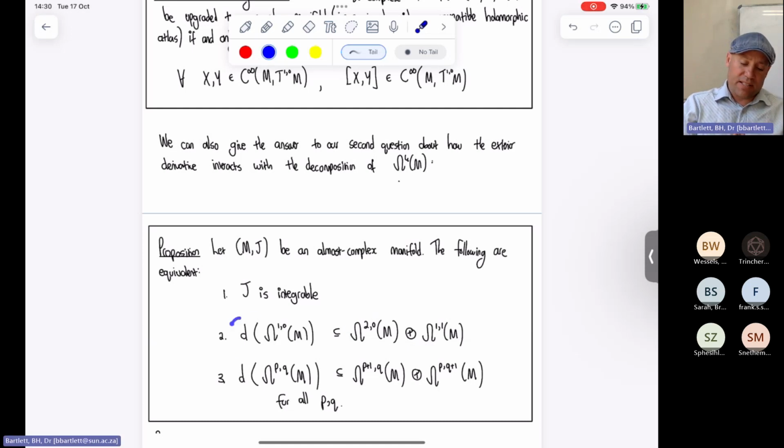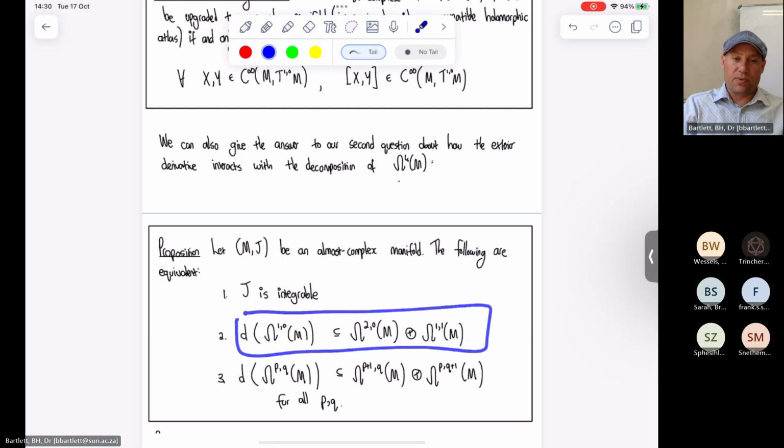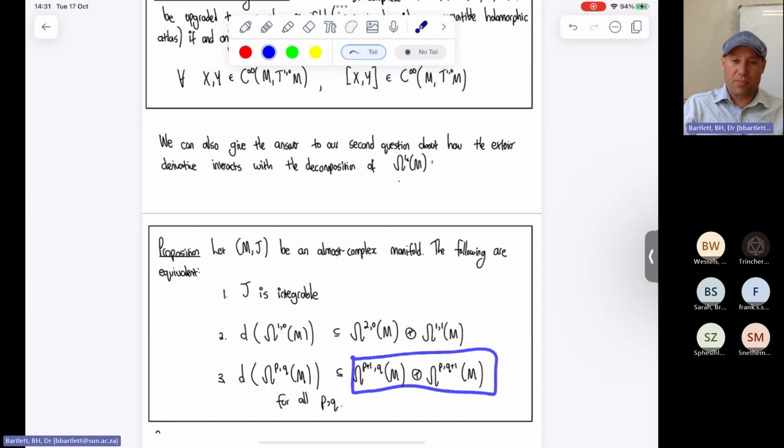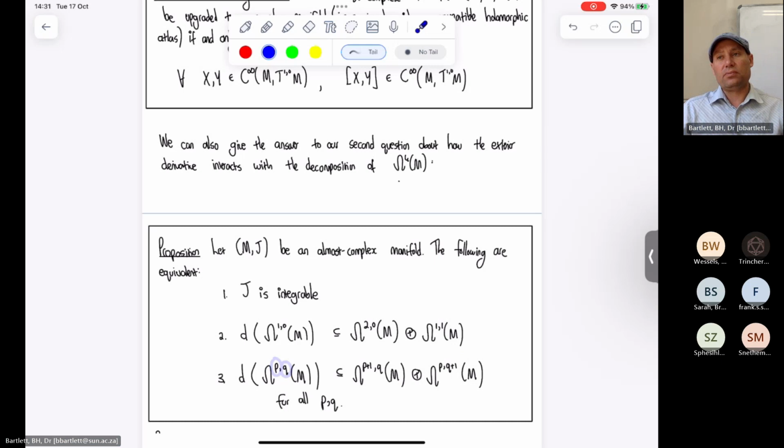And that turns out that if that's the case, then that's actually equivalent to being integrable. And then, moreover, if this is holding on 1 forms, then it's going to hold on general forms. Okay. So the D operator is going to send a (P, Q) form to a combination of a (P plus 1, Q) form and a (P, Q plus 1) form. So it's either going to raise P or raise Q by 1. Only 1.